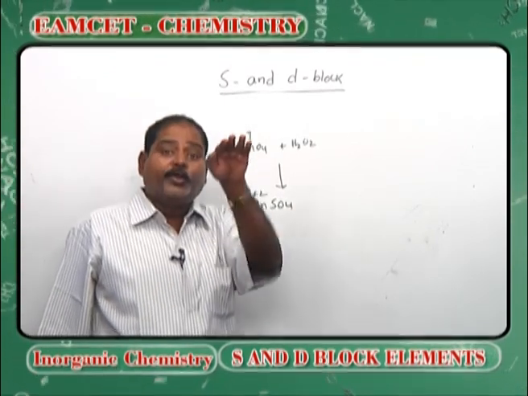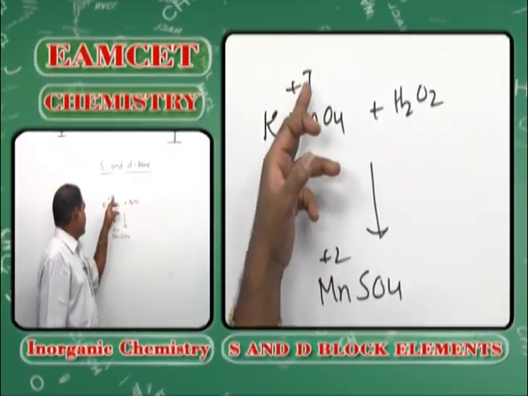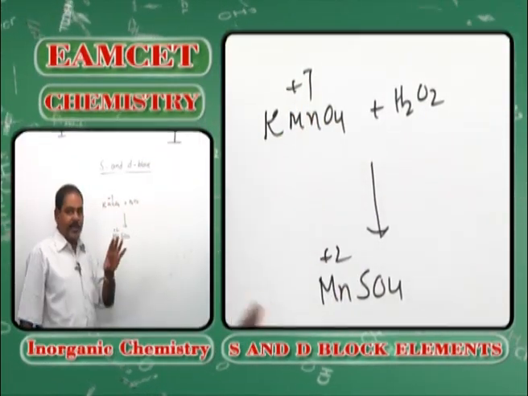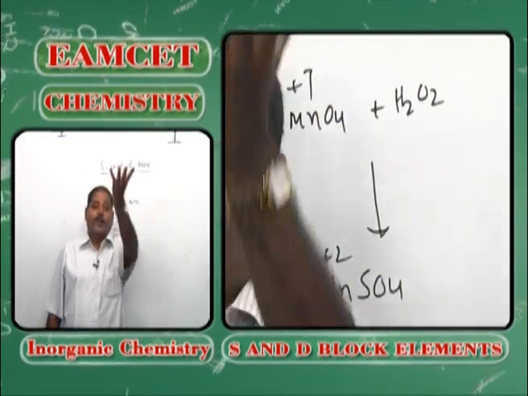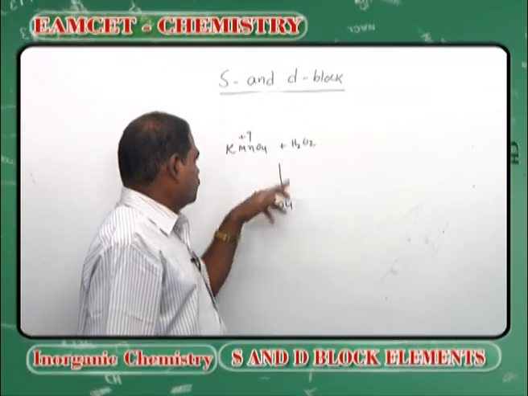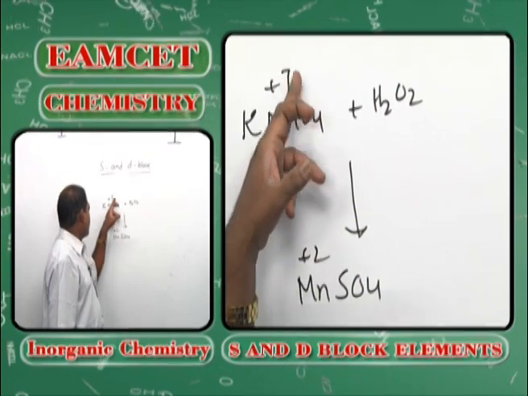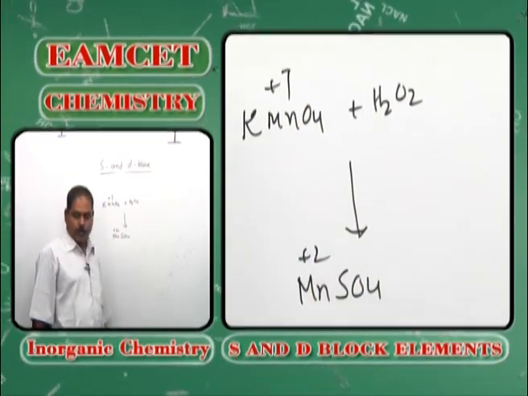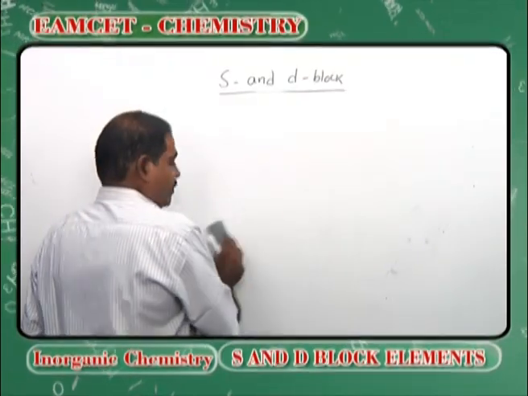Decreased, reduced. So, H2O2 is reducing manganese. It is not an oxidizing property. In oxidation, you have to develop others. Here you are destroying others, plus 7 to plus 2. So, H2O2 is reducing manganese from plus 7 to plus 2. So, this is a reducing property. Look at the second choice.